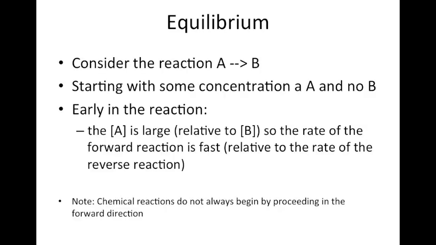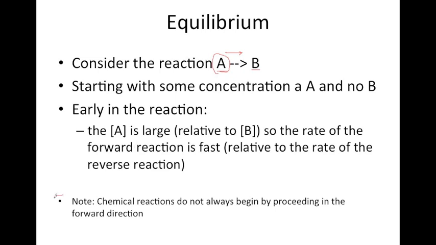In this video, we're going to introduce you to the very important concept of chemical equilibrium. In order to illustrate chemical equilibrium, let's talk about a hypothetical reaction where some reactant A is converted to some product B. So in this hypothetical reaction, we are going to assume that we are starting with some concentration of A but no B. So we're starting this reaction with only A, but no B. So therefore the reaction will proceed, we say, in the forward direction. So A will be converted to B initially.